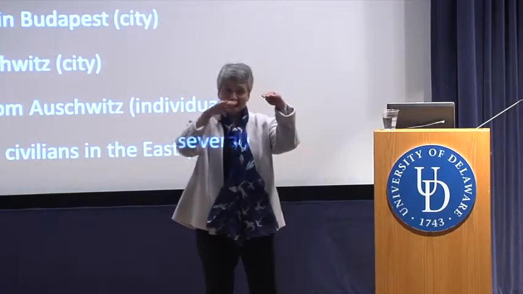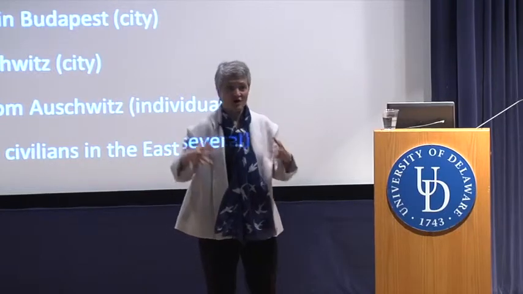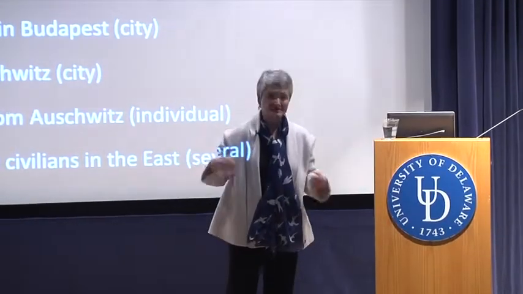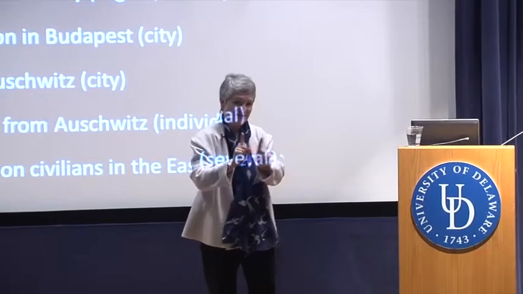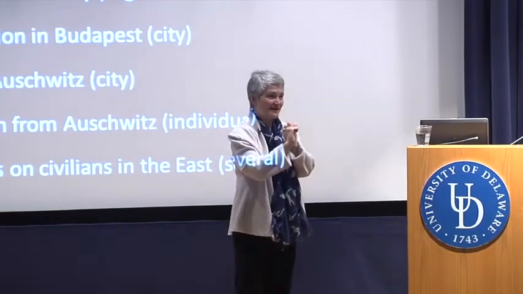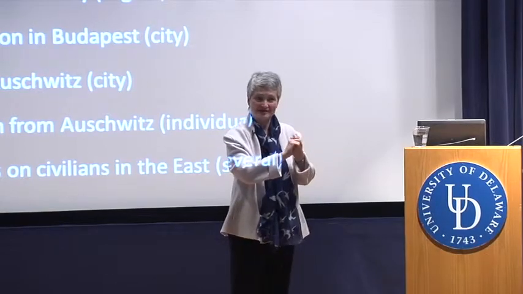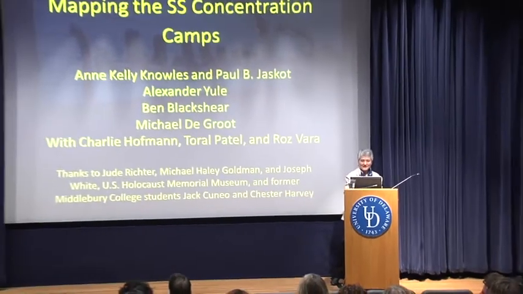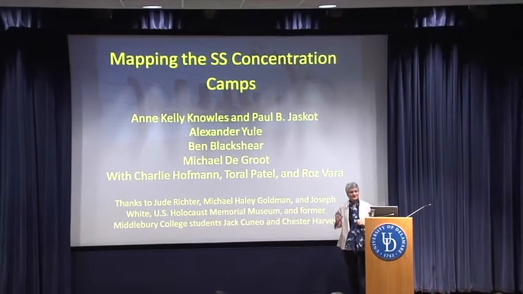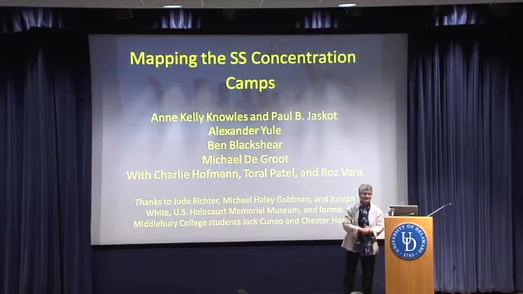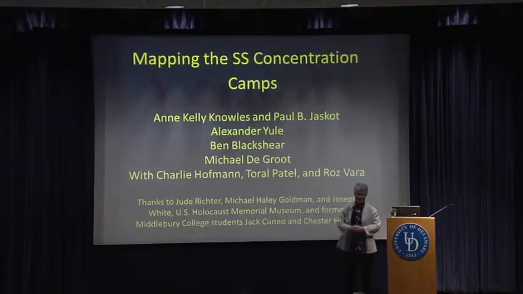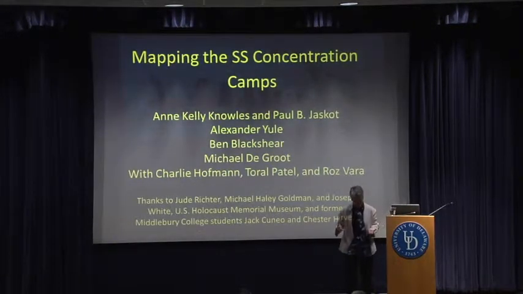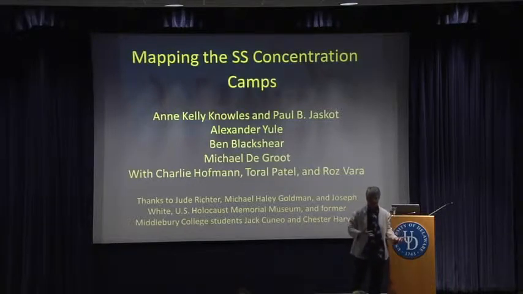So having identified these different scales at which the Holocaust happened, we then set about seeking research materials, forming up partnerships. We insisted that every project have this interdisciplinary component, a geographer and an historian working together. The first example I'm going to show you is the project that I was chiefly involved in, mapping the SS concentration camps.